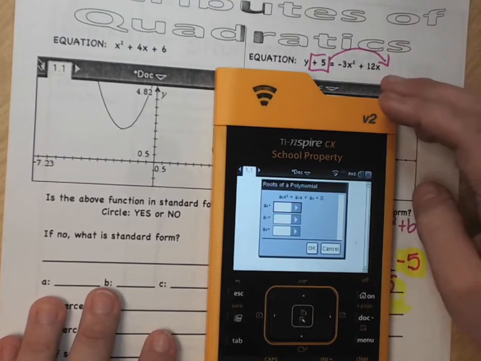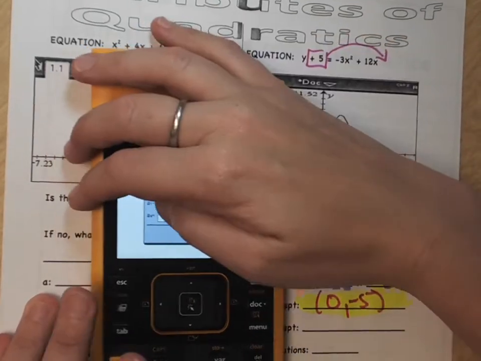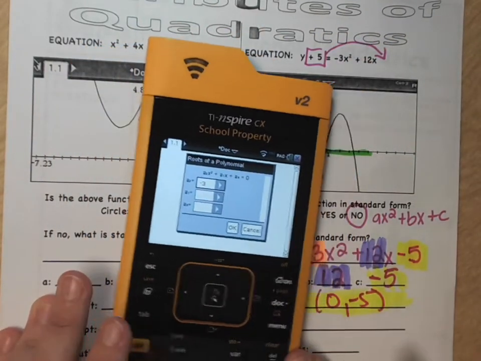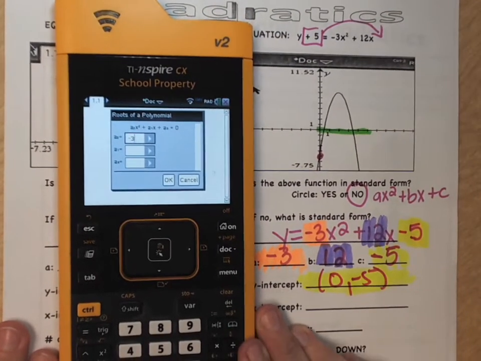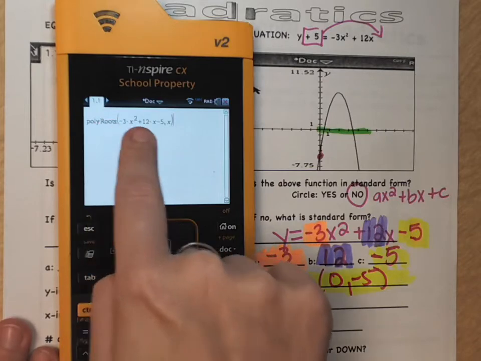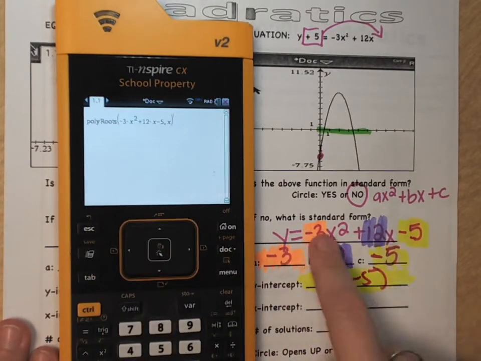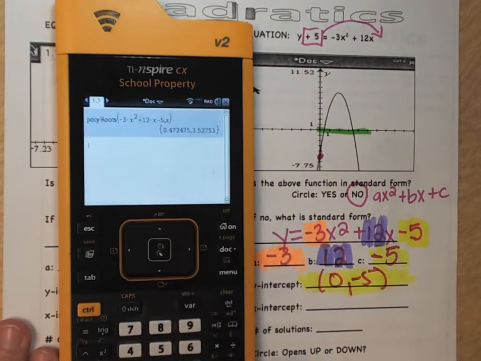And then we're going to put our a and our b and our c value in. The first blank is our a value, which is a negative 3. I'll move it over here so you can see it as we're doing it. Okay, our b is 12, so that's going to go in the second one, and our negative 5 is going to go in the third. Now, when you put it in, make sure this matches what you wrote here. It does, so we're going to push enter.